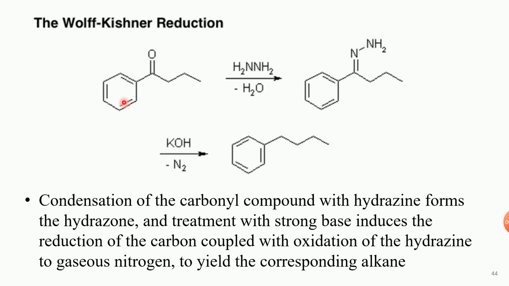The carbonyl functional group of an aldehyde or ketone on reaction with hydrazine gives an intermediate known as hydrazone. That hydrazone on treatment with the strong base KOH forms an alkane as a product, and nitrogen is released as a byproduct. The main difference between the starting material and product is that the carbonyl functional group is converted into the methylene group.